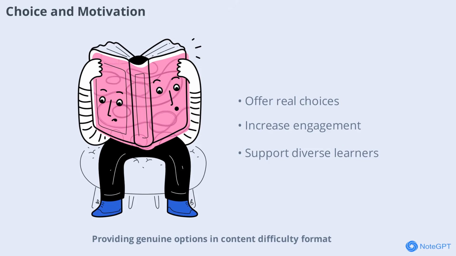Providing genuine options in content, difficulty, format, or timing is vital for student motivation. When learners can make choices, they feel a sense of ownership and responsibility for their progress. This principle encourages educators to design activities that cater to different interests and learning styles, making the classroom more inclusive and dynamic. Ultimately, this leads to higher engagement and better learning outcomes.